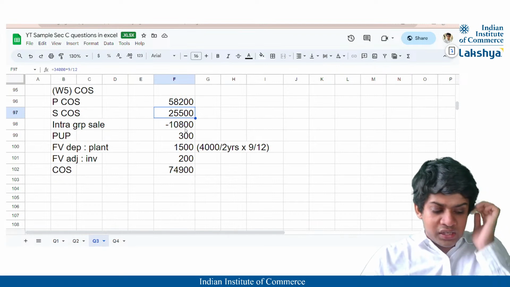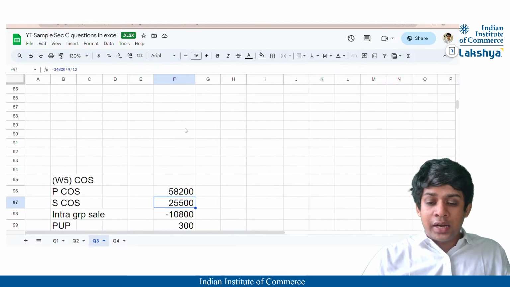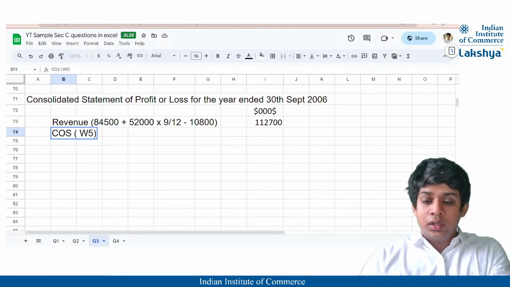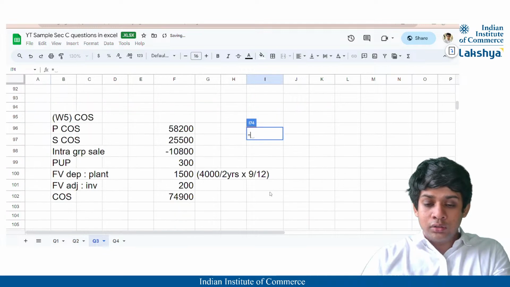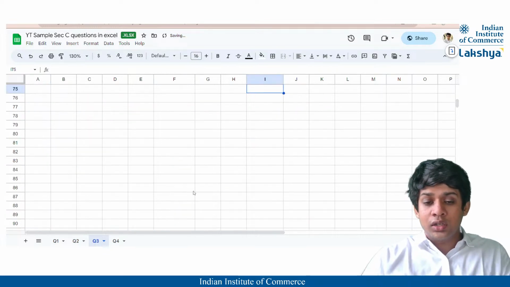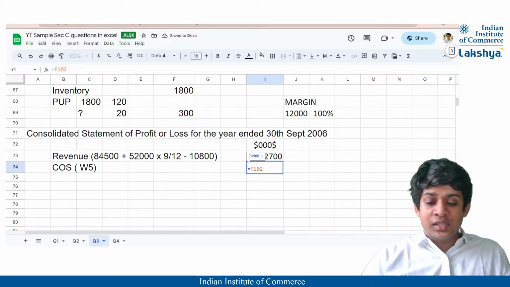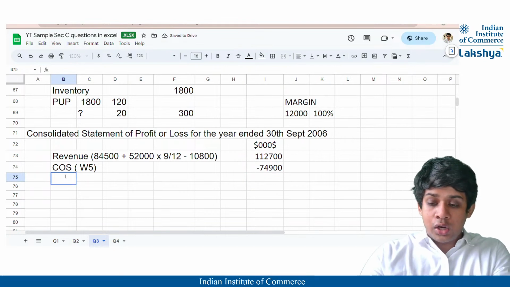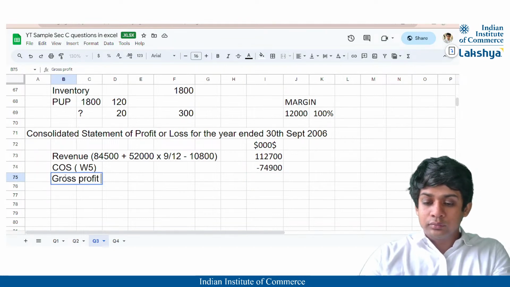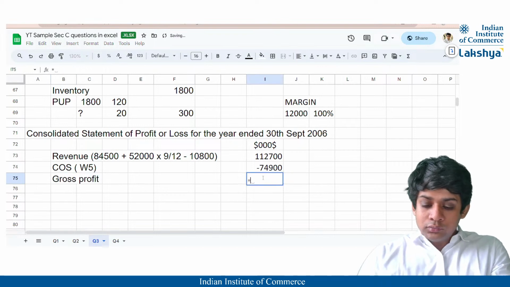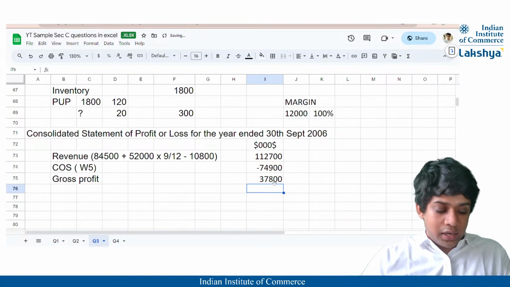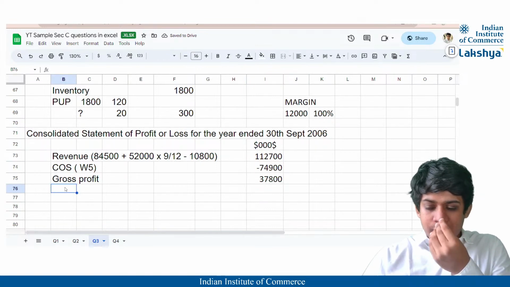Okay. So your cost of sales is going to be nothing but 74,900. I'll just write here cost of sales, which is prepared in working note 5, and the value that I'll equal to here is nothing but 74,900. Okay, so my cost of sales is mentioned. I'll just put it as a negative amount. So my gross profit that I got is nothing but 37,800. This is my gross profit.